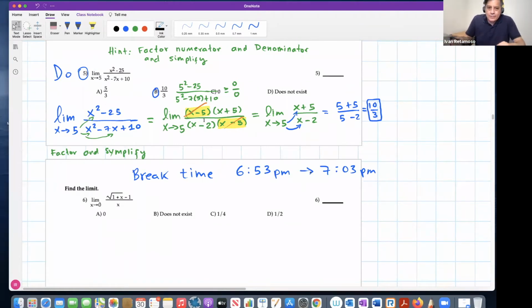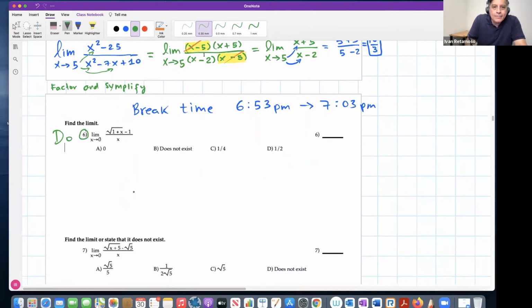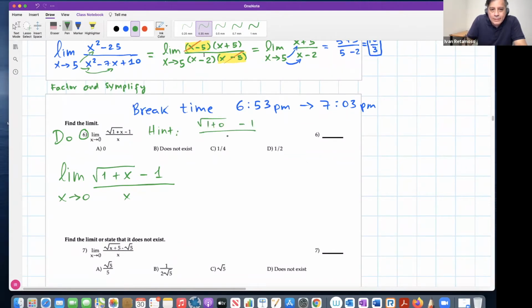So now it's time for you to practice on number 6. Try to do this question, okay, with the radicals. Follow the example that I gave you, multiply by the conjugate. So the limit, try to do this: the square root of 1 plus x, minus 1, over x, right? And let's write this as a hint. If you try to do a direct evaluation, right? Nothing wrong with that, right? You can always try that first. This unfortunately leads to a square root of 1 plus 0, 1, 1 minus 1, 0 over 0.